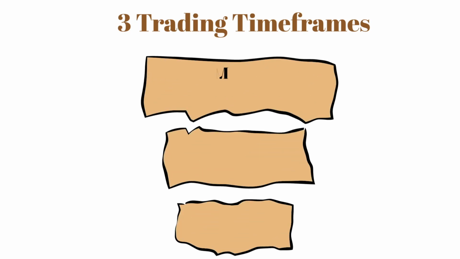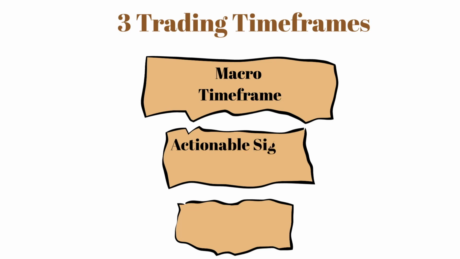One being the macro time frame, which is the time frame you look at to get an overall view of the trend that is taking precedence. Second is the actionable signal time frame, which is the time frame you use to locate things like support and resistance or strat setups to make a determination on what has to take place before you can enter a trade. And third is your entry time frame. This is the lower level time frame that you use to enter the trade.